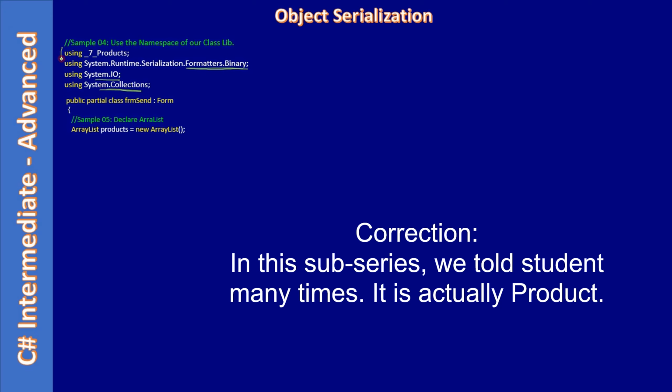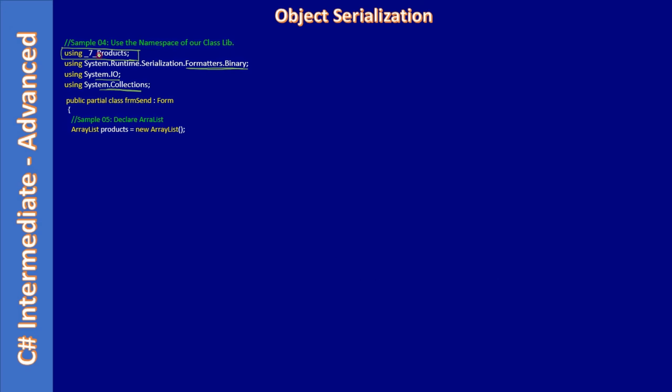And this one, if you see, is the class library project which we created in one of our previous videos. I think in the second video of the sub-series, we created a class library project. So we have to include that namespace reference here. Here it is showing as 7, but I think we named it as student lib. When we place the reference, at that time we will make changes to this particular line.